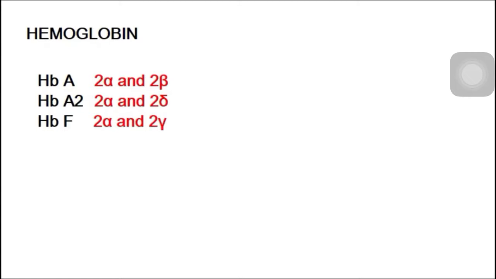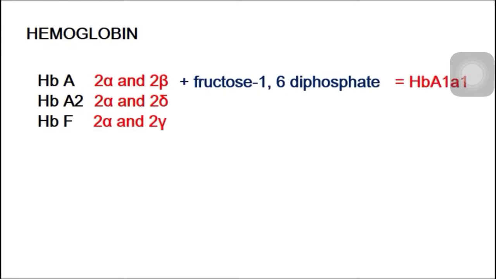So remember that the amino terminal of the beta globin chains of hemoglobin A may undergo covalent linkages. Again, this may undergo covalent linkages. So the amino terminal of the beta globin chain of hemoglobin A may undergo covalent linkage with, for example, fructose 1,6-diphosphate to form hemoglobin A1.